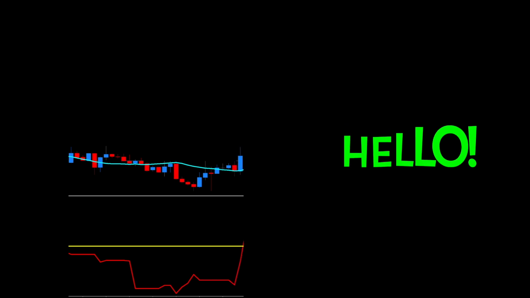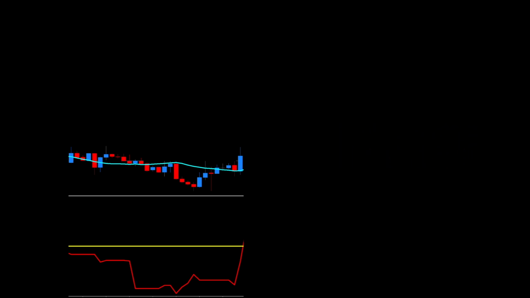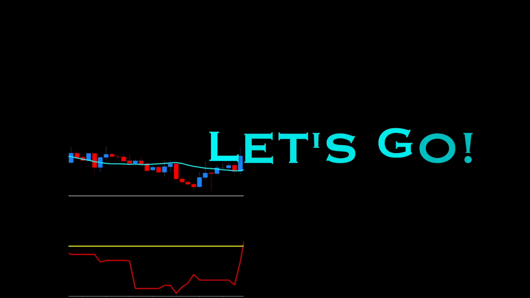What do we have here? Looks like price crossed and closed above the baseline a handful of periods ago, and now the volume indicator is displaying a signal line just above the midline. Let's see where this goes.